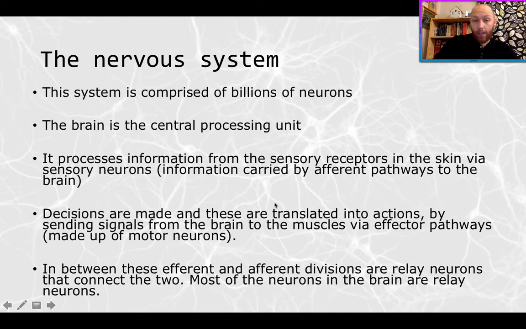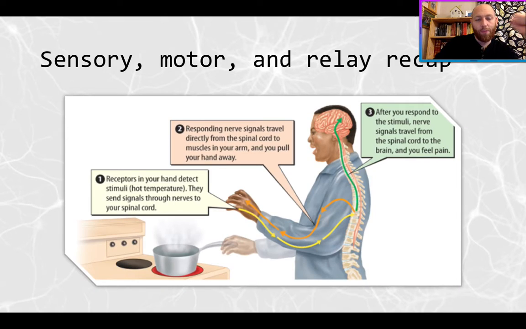Relay neurons connect these two systems, and the brain is made up mostly of relay neurons, actually. Sensory, motor and relay recap.